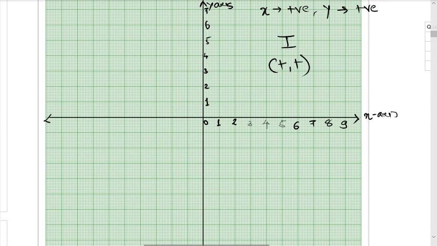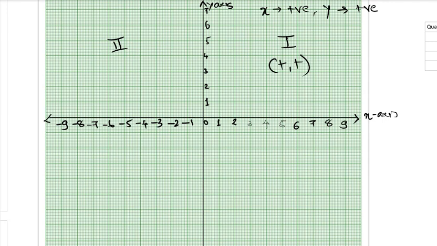Let's look at the second quadrant. This is the second quadrant. Okay, we go anti-clockwise, not clockwise. So we basically go like this. Anyways, so this is minus 1, minus 2, minus 3, minus 4, minus 5, minus 6, minus 7, minus 8, minus 9. Right?